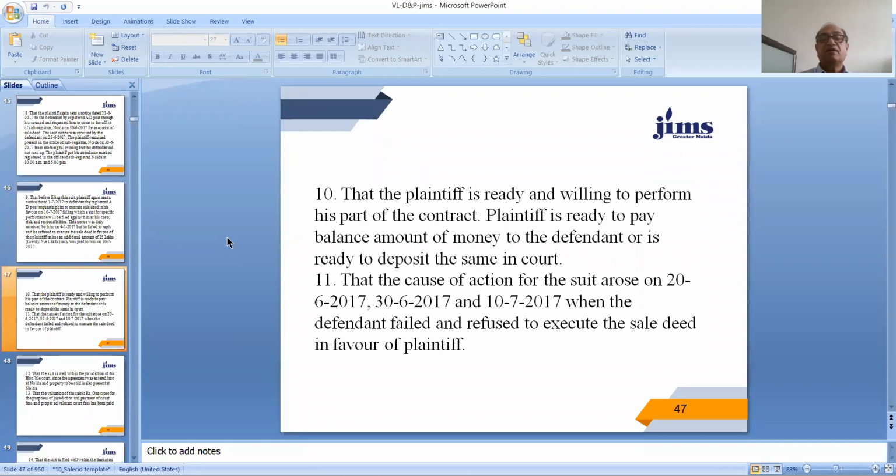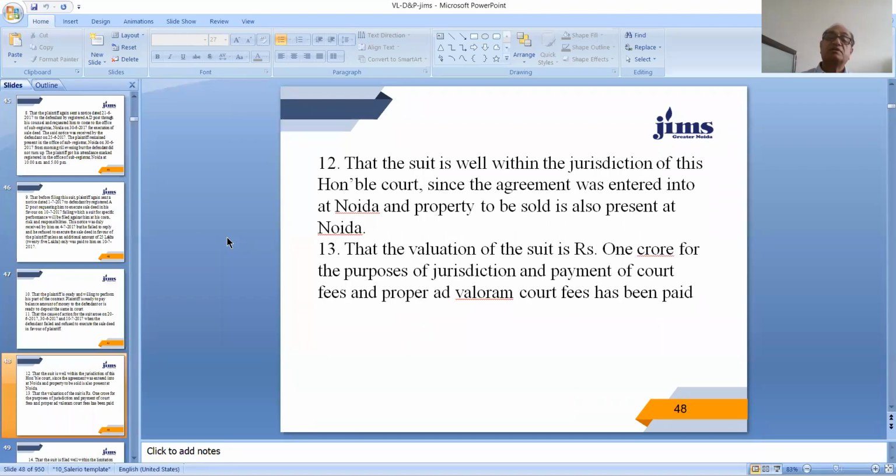Para 11, that cause of action for the suit arose on 20th June 2017, when a date was given to the builder to come to the office of Sub-Registrar and execute the sale deed. Second date was given 30th June. Third date was given 10th July, but the defendant failed and refused to execute the sale deed in favor of the plaintiff. Then jurisdiction, that this suit is well within the jurisdiction of this honorable court, since the agreement was entered into at Noida and the property to be sold is also present at Noida.